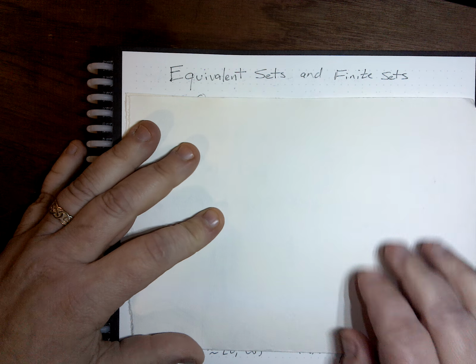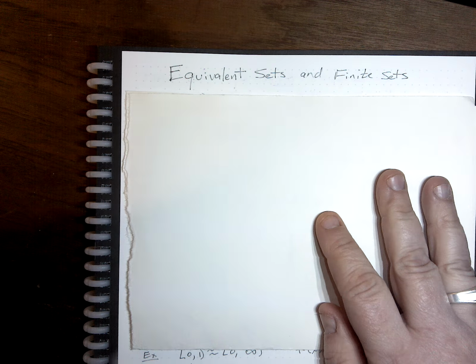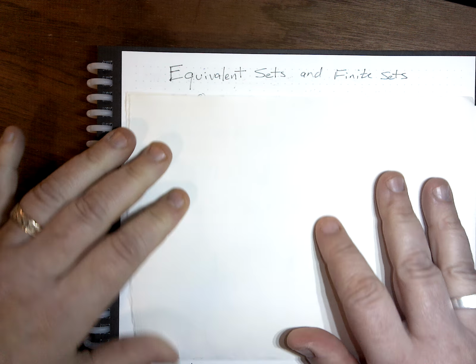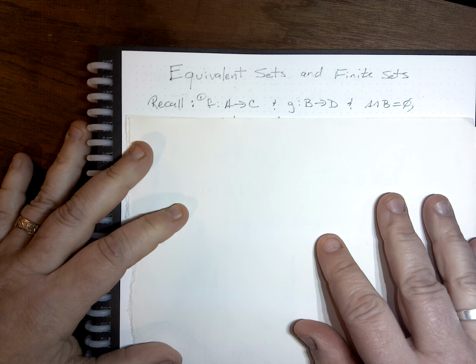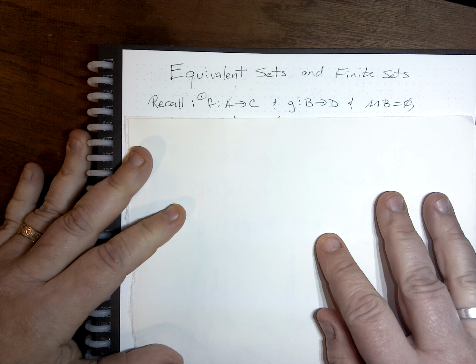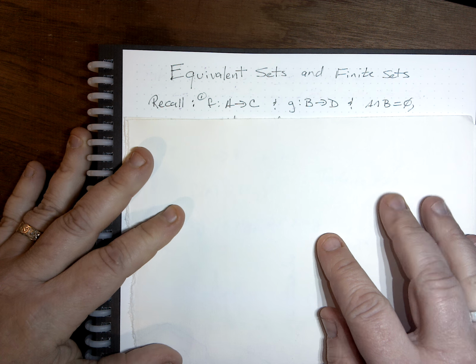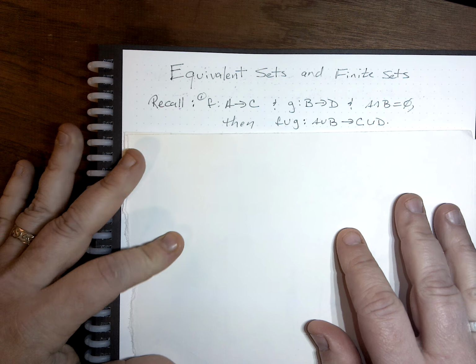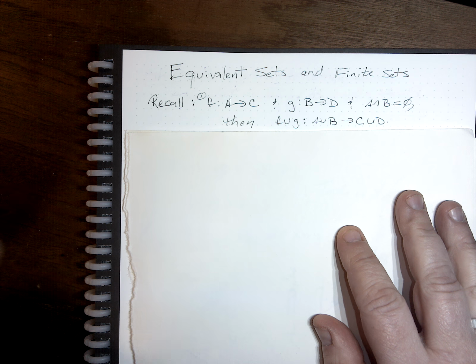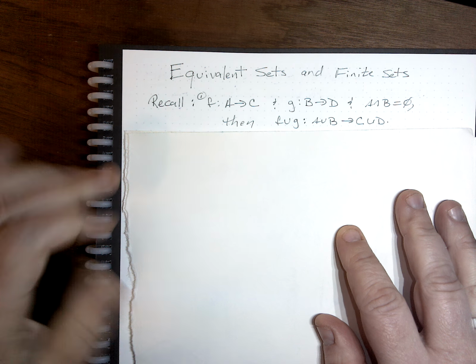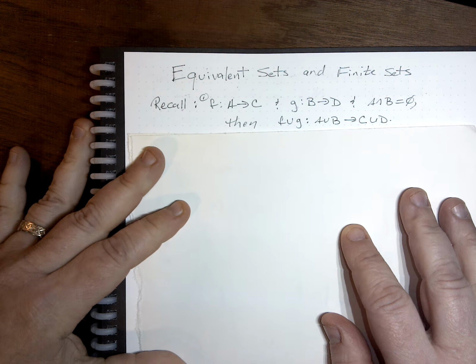So, equivalent sets and finite sets. The first thing I want to do is remind you of two theorems we had before. One of them said that if F is a mapping from A to C, and G is a mapping from B to D, and A and B are disjoint, their intersection is empty, then if I take the union of F and G, I still have a function going from A union B to C union D.